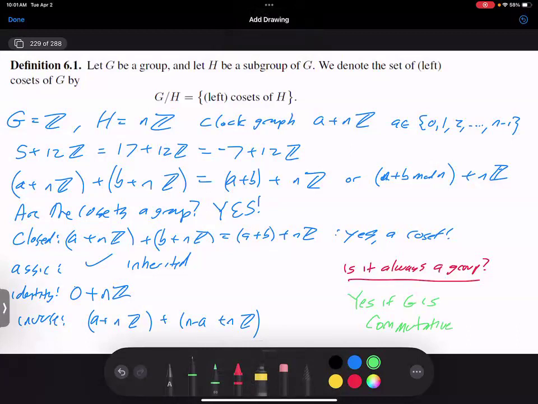So it turns out if G is commutative, then the set of cosets will always be a group. Unfortunately, there will be times when the set of cosets is not a group. Why do we care about this?